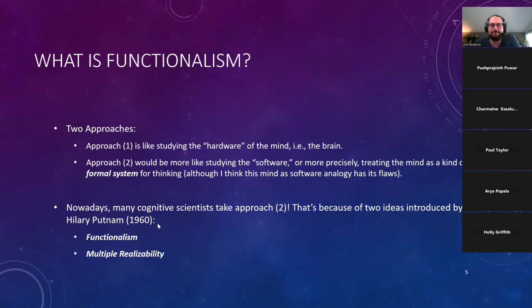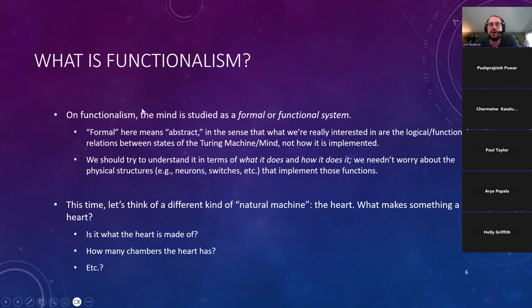Functionalism is the dominant sort of approach in philosophy of mind and the cognitive sciences now. And of course, functionalism and this notion of multiple realizability are both due to Putnam. So the mind is studied as a formal or a functional system. What does that mean?